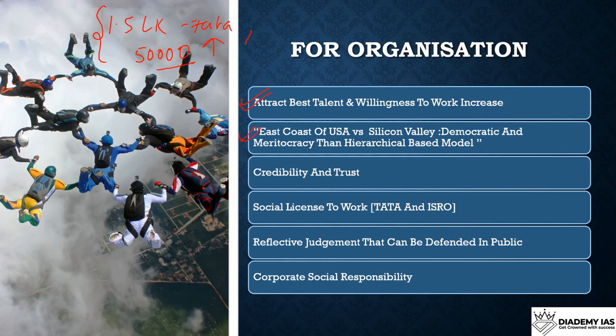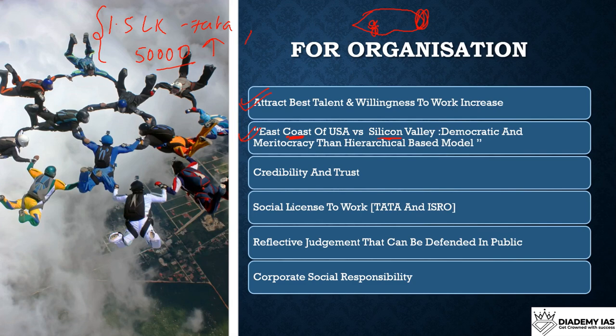All right, so one more thing, the next thing is East Coast of USA versus Silicon Valley. Here what happened was the development actually started on USA's East Coast. Okay, their East Coast development started here. But the Silicon Valley is somewhere here on the west side. Now, why did this happen? Although the development started on the East Coast, it shifted to Silicon Valley.